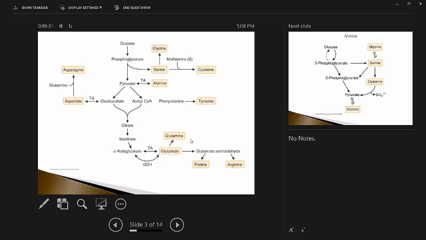How can I make aspartate from OAA? How do I get most amino groups into a molecule? What process?